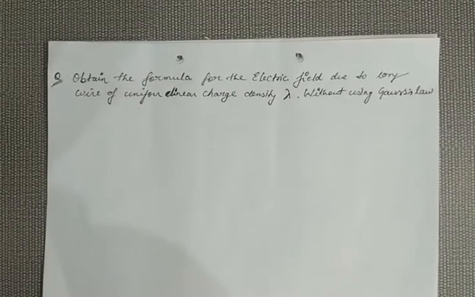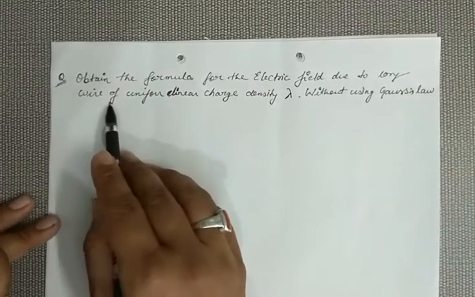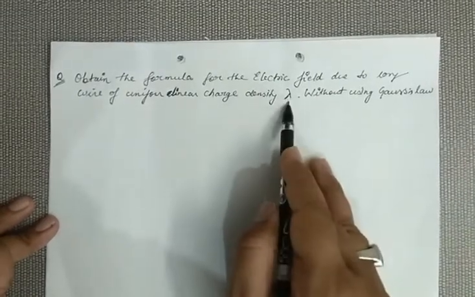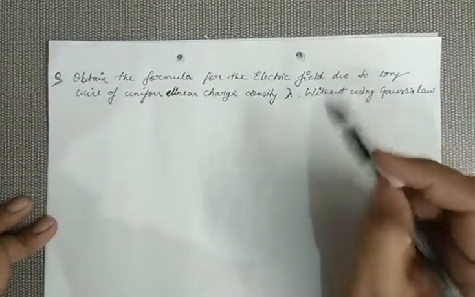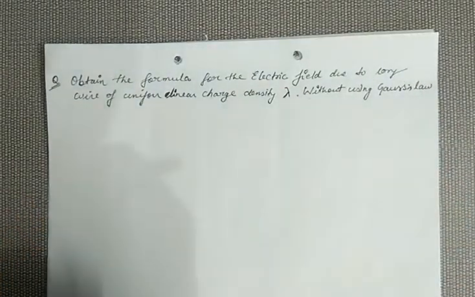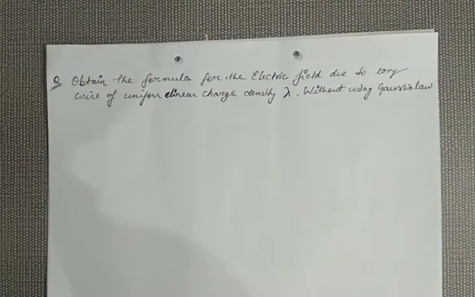Now let me cover one numerical based on this topic. Many times in CBSE, this question was given in the sample paper. Obtain the formula for the electric field due to a long wire, and this long wire having a uniform linear charge density lambda. But one important thing is given: without using Gauss law. We will study this Gauss law in our future lecture, but right now it is given that we don't have to use this law.